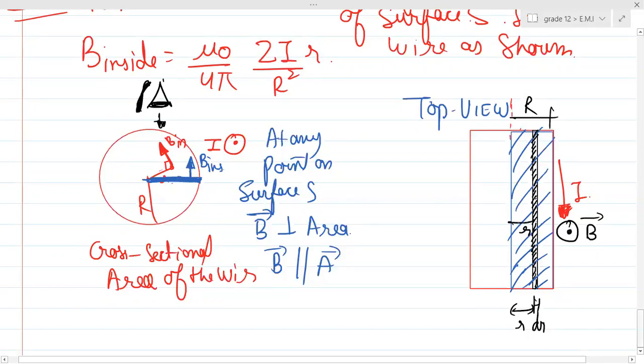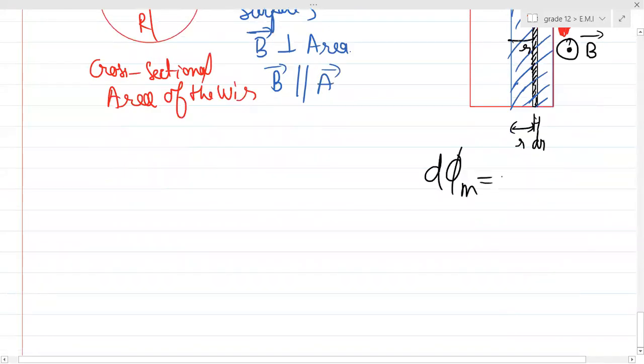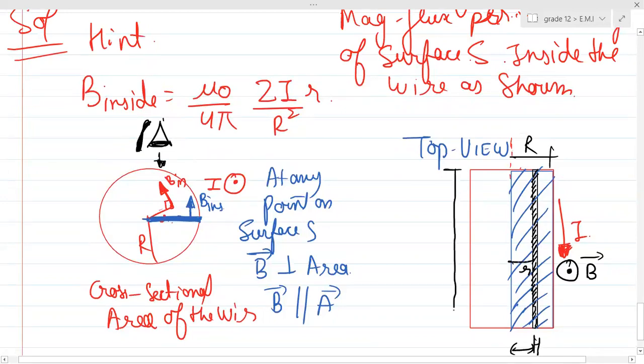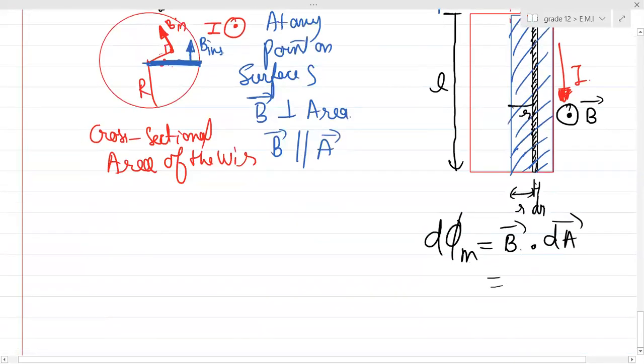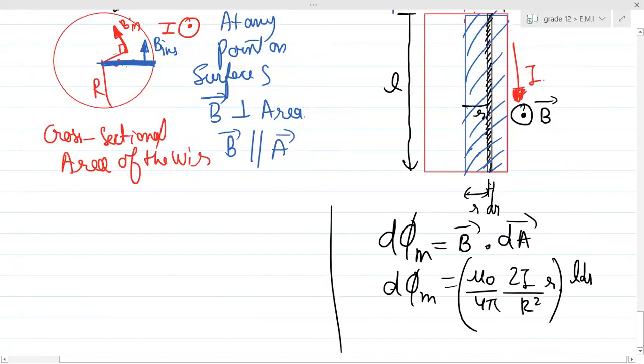Small things are there. Now, what is the flux through this small strip? The flux through this small strip will be equal to B multiplied by dA. And what will be dA? If I say the length is L, so it will be B, which is basically mu naught by 4 pi into 2I by capital R square small r, into dA, which will be L into dr. Yes or no? Will this be the magnetic field? No, the magnetic flux through only this strip.